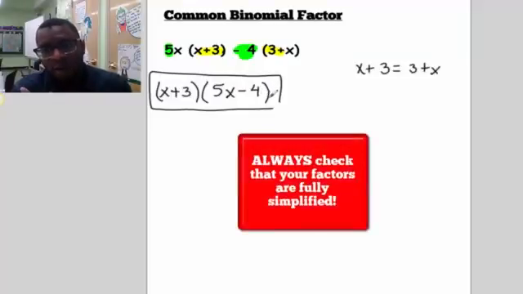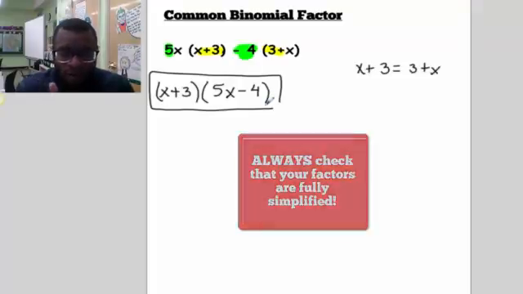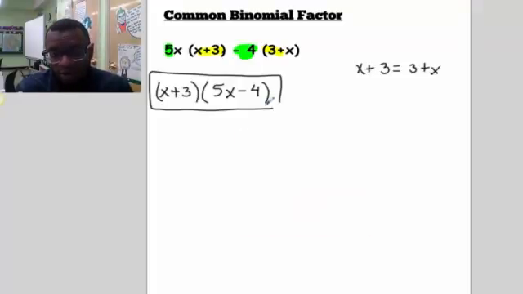Just like when we were adding, subtracting, and multiplying polynomials, before we boxed in our answer, we made sure that we had no like terms and that everything was simplified. And you want to do the same thing here. You want to make sure that there's nothing else that you can factor out of these two terms.